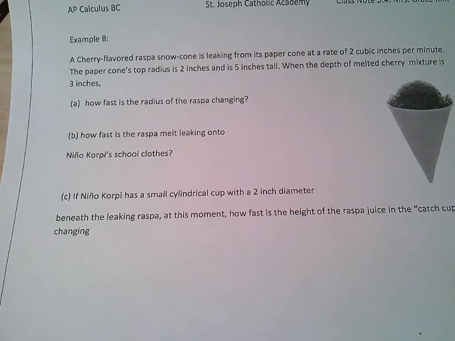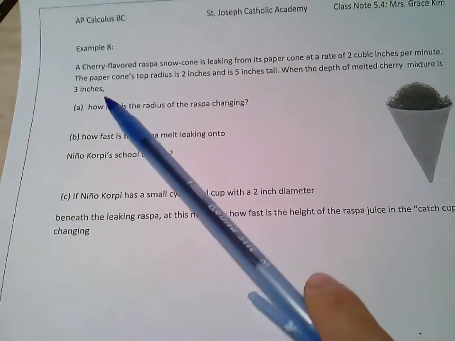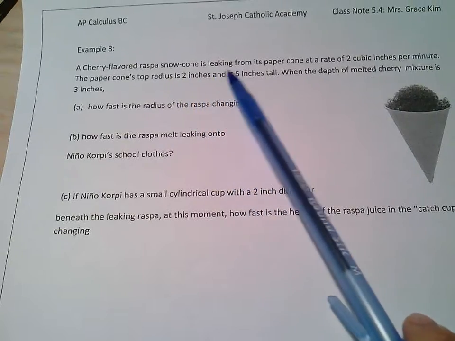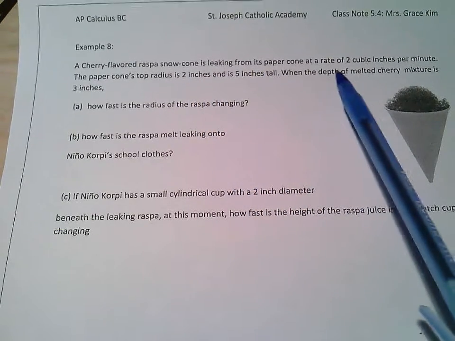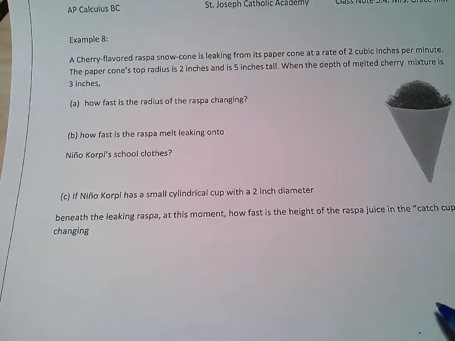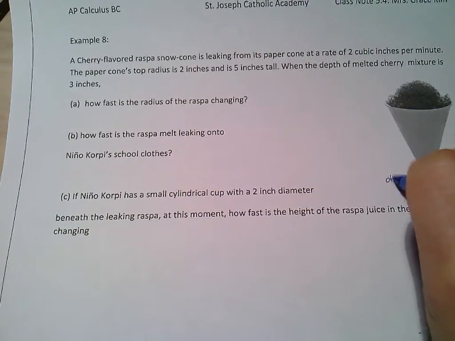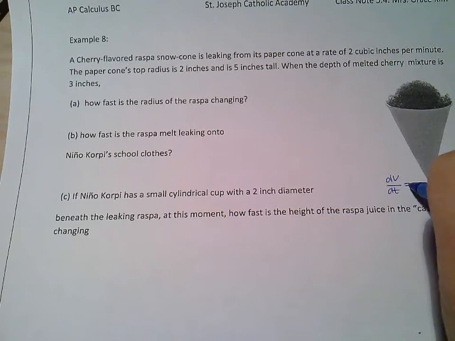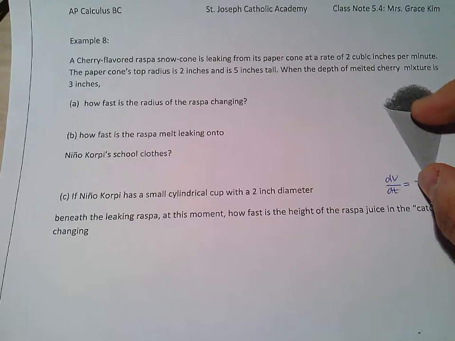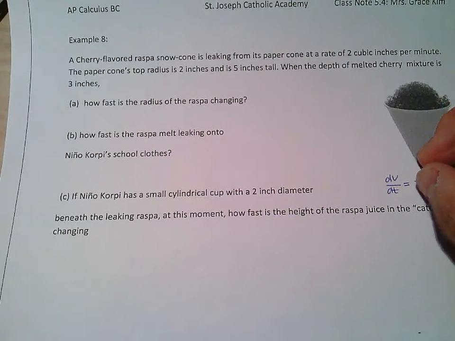All right, so this is example A. Now, the cherry flavored snow cone is leaking from the paper cone at the rate of 2 cubic inches per minute. So the ice cream is leaking from the paper cone, which means it leaks out, right? So we know dV over dt is negative. Why is this one negative? Because it leaks out, which means the volume of the cone is decreasing with respect to time.